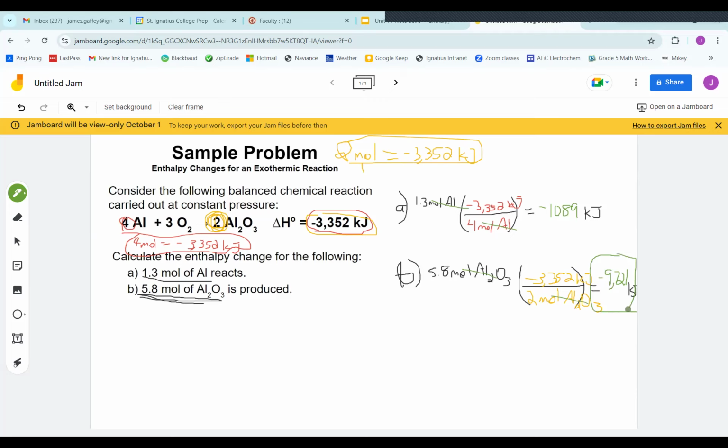And we could ask you about anything. Maybe we didn't do the oxygen yet. We could say, hey, 12.79 moles of oxygen react. How many kilojoules of energy are released? You could do the same thing. We would write a quick conversion factor. It's a one-step conversion. And then you would arrive at a number of kilojoules appropriate for that amount of the chemical.